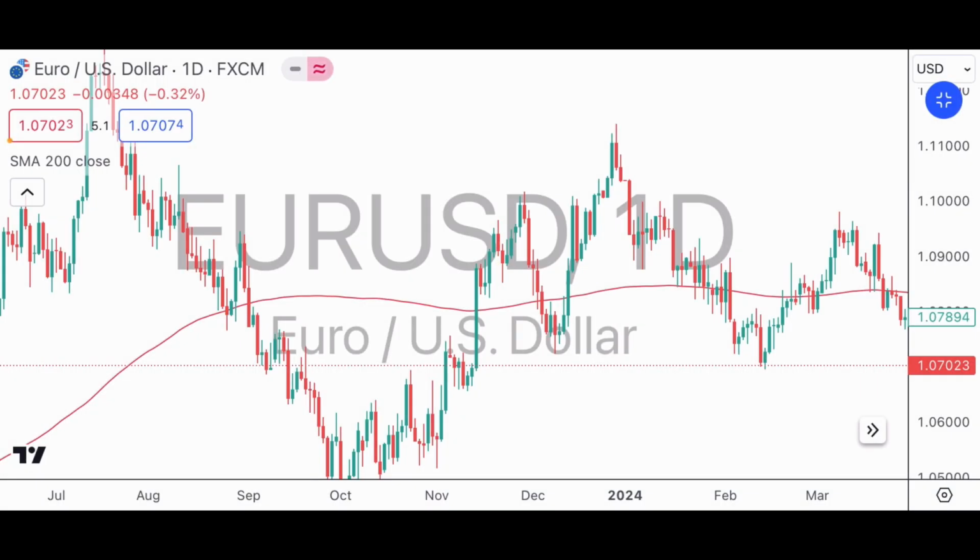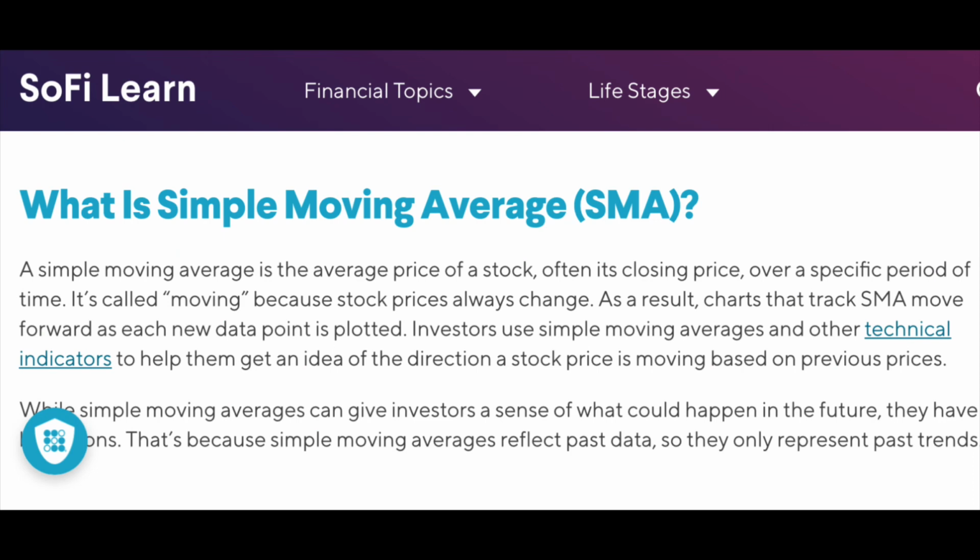So the SMA is one of the most popular indicators that a lot of institutional traders use, and it's been used for over decades. So why is the SMA so popular, and why do institutional investors use it? According to SoFi, a simple moving average, or the SMA, is the average of what you're trading, often its closing price, over a specific period of time. It's called moving because the price always changes. As a result, a chart that tracks SMA moves forward as each new data point is plotted.